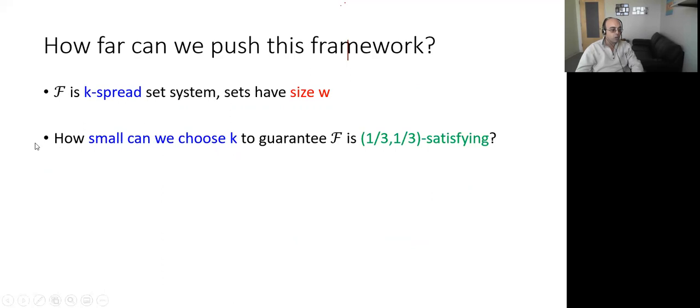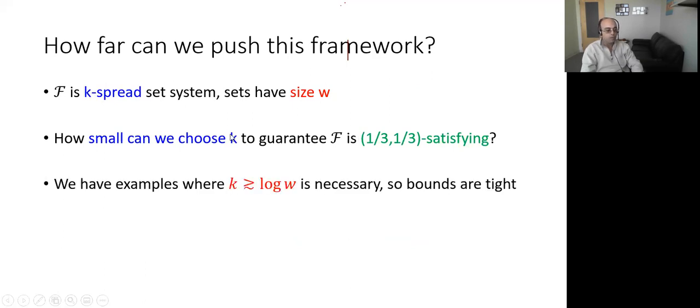One question to ask is this. Our technical lemma used in coding was that if a set system is k-spread, then it is satisfying with some values like 1/3, 1/3. How small can we choose k to guarantee that? We showed k could be at most something like log W, but actually you have examples where k needs to be something like log W, up to low order terms, for that to be true. So if your goal is to prove that k-spread set systems, or equivalently k-spread DNFs, are satisfying, then you need log W. We have examples.